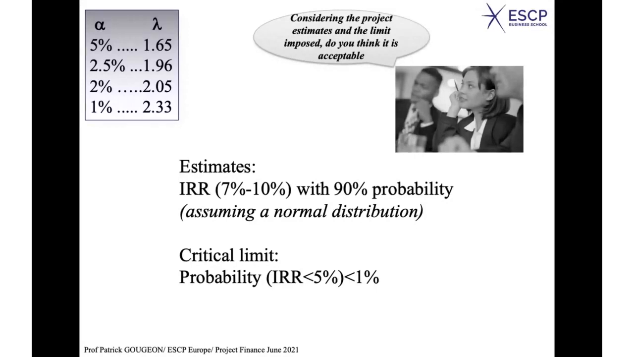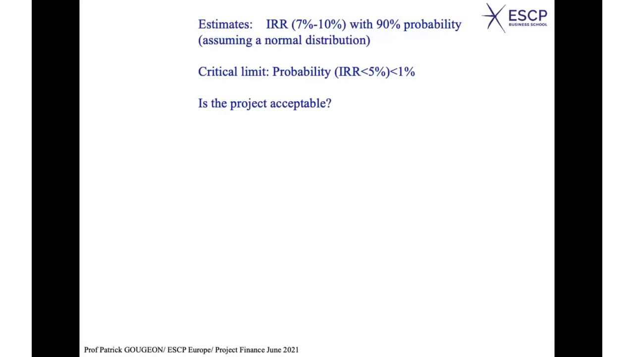We know the range of value is between 7 and 10% with a 90% probability. And our critical limit is 5%. And the probability of getting less than this should not be higher than 1%. So, is the project acceptable? Okay, how can we do this?